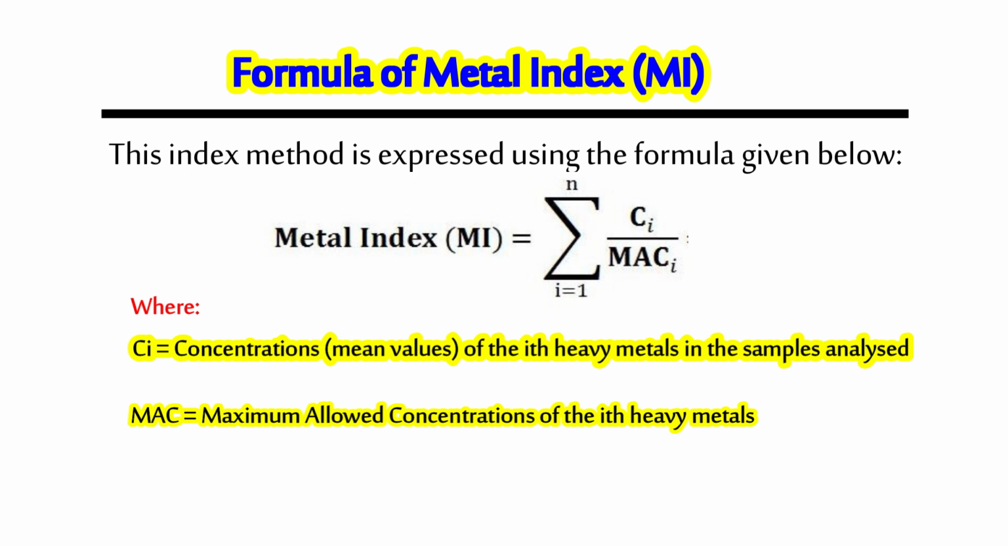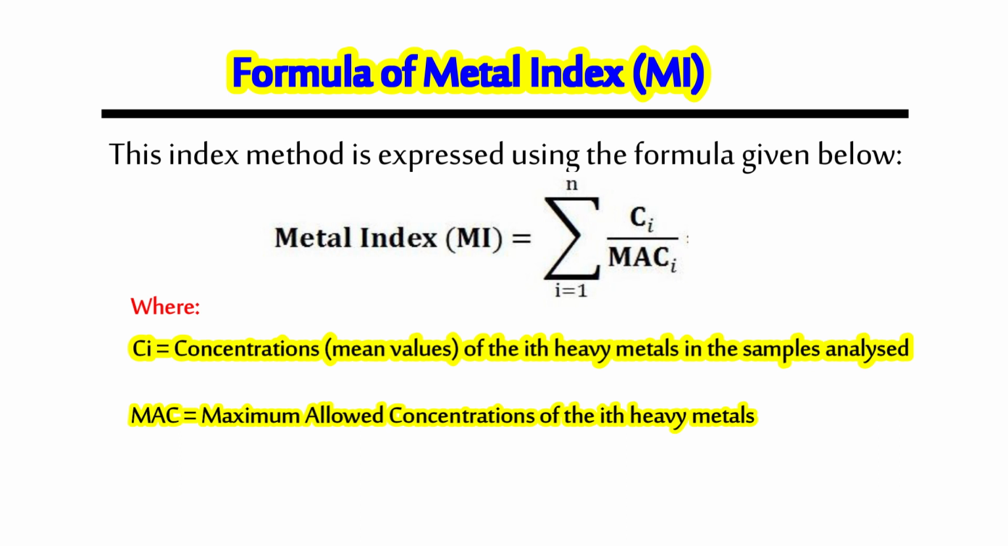Next, for determining the level or the degree of heavy metal contamination in any surface or groundwater sources of interest, metal index is calculated using the formula displayed on the screen, which is metal index, or MI, is equal to the summation of Ci divided by MAC, where Ci is the concentration of the ith heavy metal in the samples analyzed, and MAC is the maximum allowable concentration of the ith heavy metal.